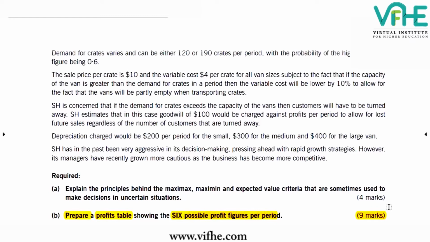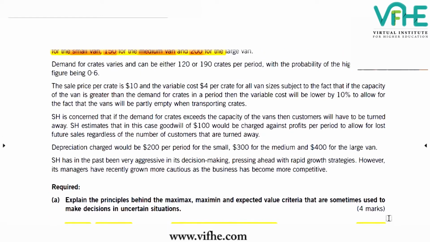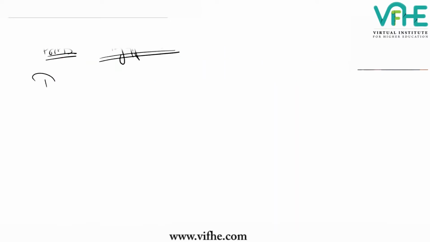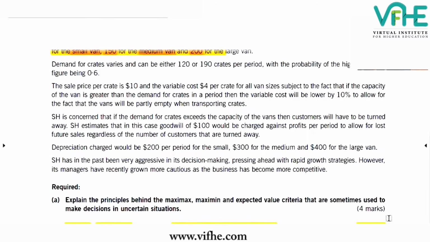Now, once you're making a payoff table, it is very important for you to first identify what is the decision alternative. And here it is clear that the decision alternatives are vans, and there are 3 options available. One is small, one is medium, and one is large. So as far as the DAs are concerned, there are 3 options, and that is small, medium, and large vans.